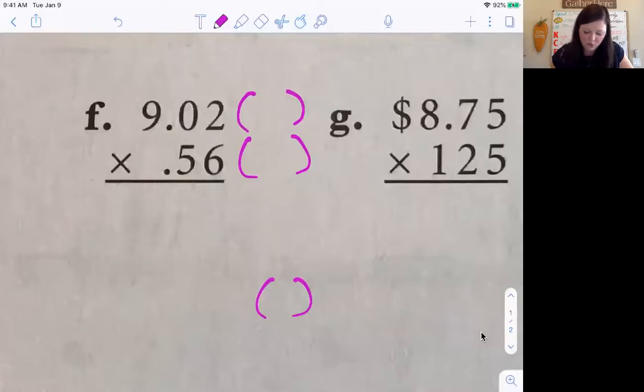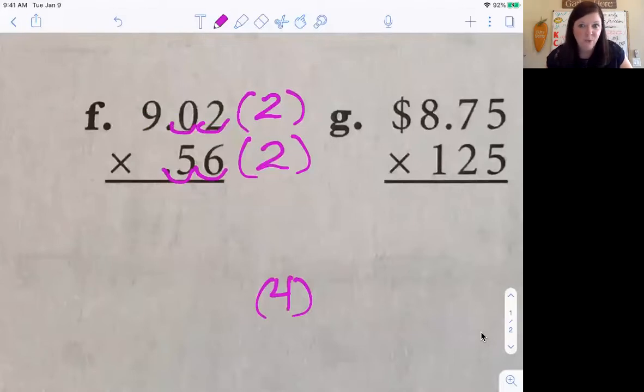Let's count. 1, 2. Put a 2 there. Let's count for the next one. 1, 2. Put a 2 there. Add the numbers that are in the parentheses. 2 plus 2 is 4. Don't forget about that 4. We're going to come back to that at the very end.